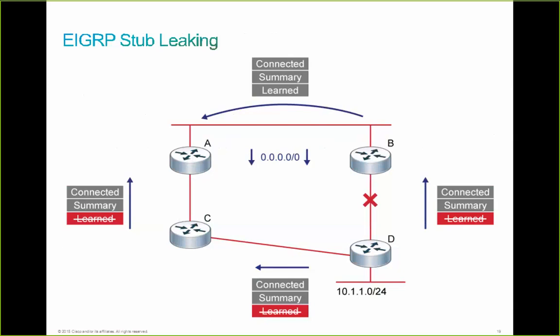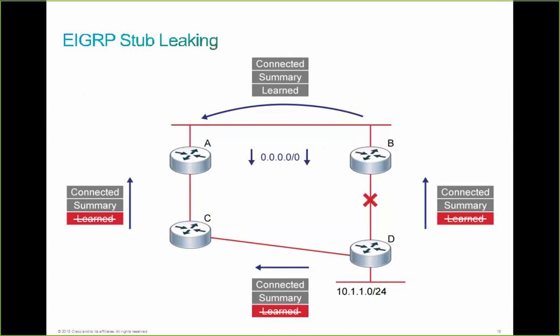All right. So both spoke routers are configured as stub routers, which means that they're doing, by default, connected and summary. That's what they're advertising up to the hub router. That's the default configuration for stub routing in EIGRP. If I go into a router and I say EIGRP stub, it's going to send up connected and summary routes. Okay? What's the problem with that?